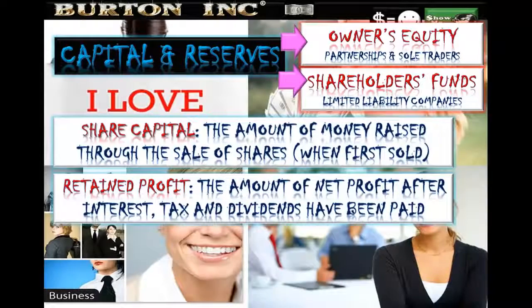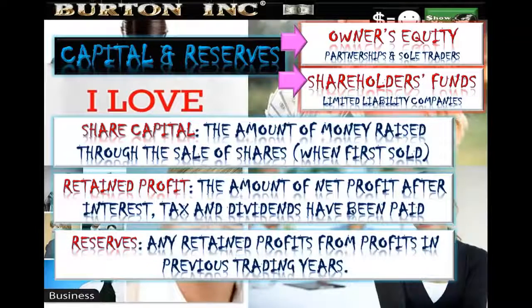Retained profit, that's the amount of net profit after interest, tax and dividends that have been paid, how much the business keeps for themselves for future investment or as a buffer in case of bad times. We had a look at retained profit in our income statement, the appropriations account. And reserves, this is retained profit, but it's retained profit from previous years.